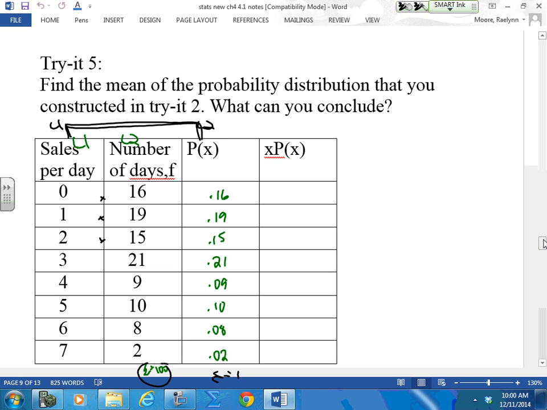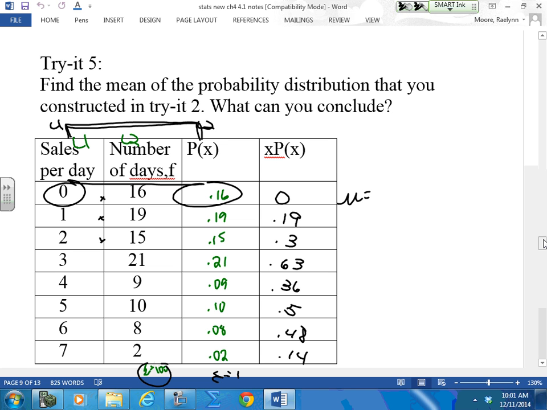and you multiply this all the way across, let's do that together. I multiply these two columns. 0. Good. 0.3. Good. Point what? 0.63. Good. 0.36. 0.5. 0.48. 0.14. Now, add those all up. That is actually your mean.